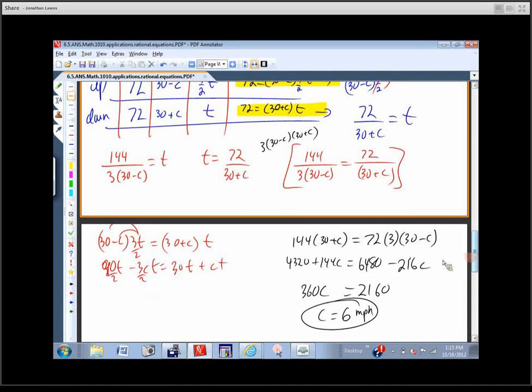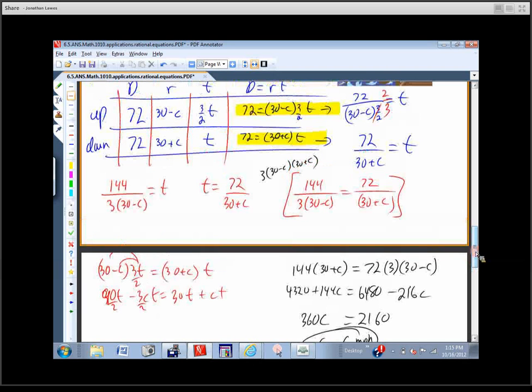Before you distribute through, you just divide by t then. Divided by t right here? Sure. And then you'd be solving for c, right? You can do it that way also. Okay, any questions?